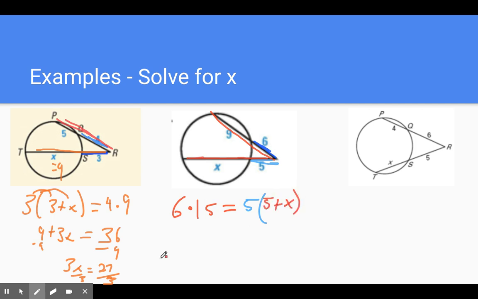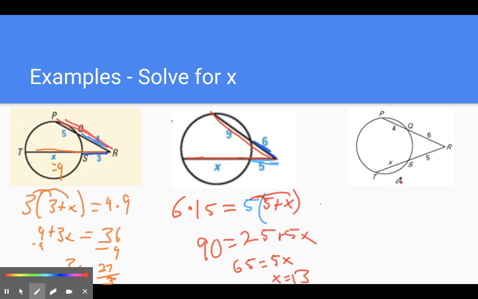Okay, so 6 times 15, I don't know what that is. Multiply it out on a calculator. 6 times 15 gives us 90. 90 is equal to, we have to distribute, 5 times 5 is 25 plus 5x, right? Then we subtract 25 from both sides. 90 minus 25 gives us 65 equals 5x. Then we divide both sides by 5, 65 divided by 5, x is equal to 13.